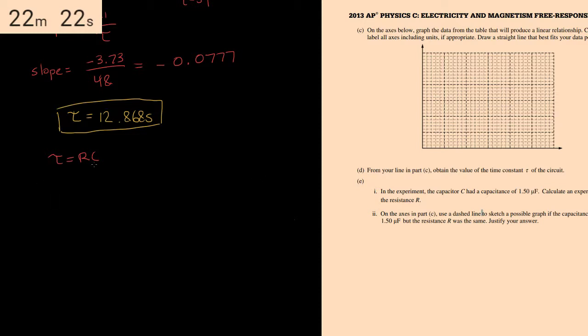What we get is that the resistance, just divide by C, is going to be the time constant divided by C. So the resistance is going to be 12.868 seconds divided by 1.50 microfarads. This is something my calculator will tell me. Can't stop rhyming today. When I type 1.50 microfarads, I'm going to type 1.50 times 10 to the power of -6 into my calculator.